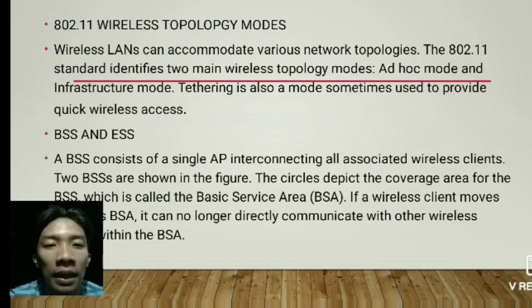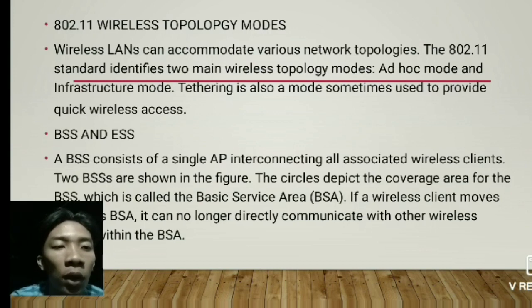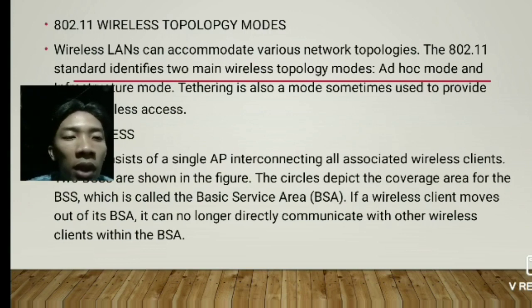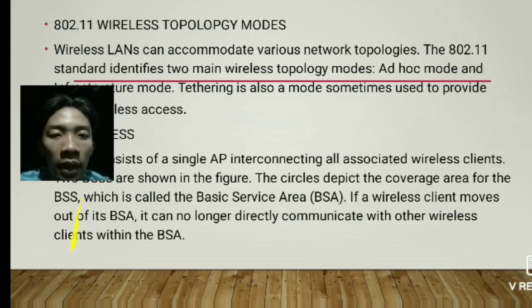BSS and ESS. The BSS consists of a single AP interconnecting all associated wireless clients. Two BSSs are shown in the figure. The circle depicts the coverage area of the BSS, which is called the basic service area, or BSA. If a wireless client moves out of the BSA, it can no longer directly communicate with other wireless clients within the BSA.